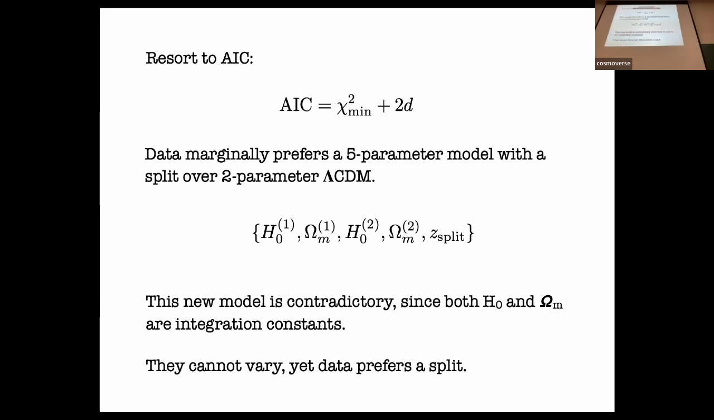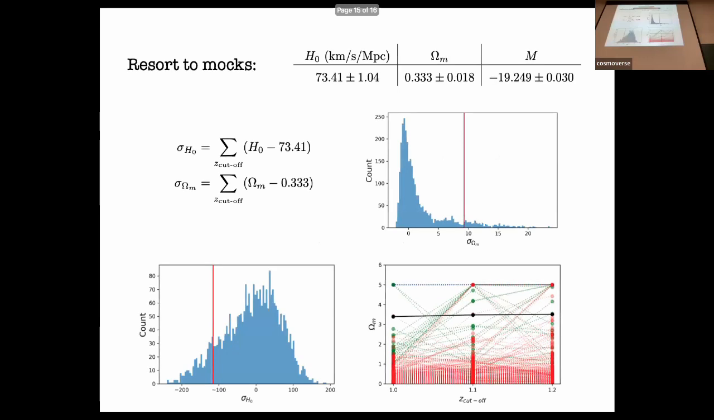Now H0 and omega m are integration constants. Mathematically, they must be constants. Data says they like to move, so you're in trouble, right? That's a contradiction. And then we also did some mock analysis. So I can't tell you what the significance is. I haven't been able to estimate errors, but whatever redshift range I'm interested in, I can produce mocks that assume there's no evolution through the sample in the same redshift range.